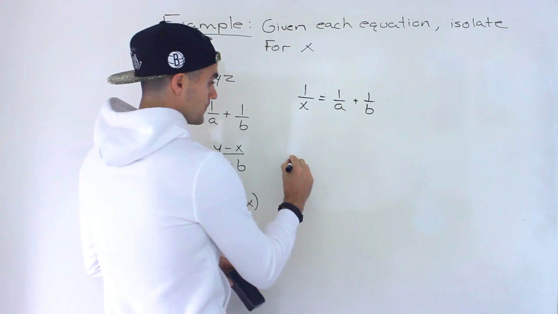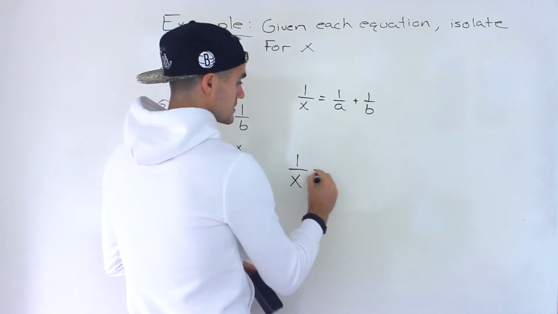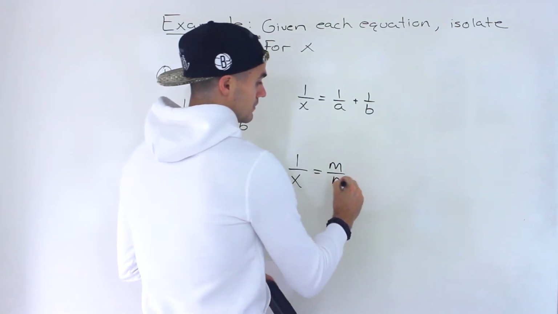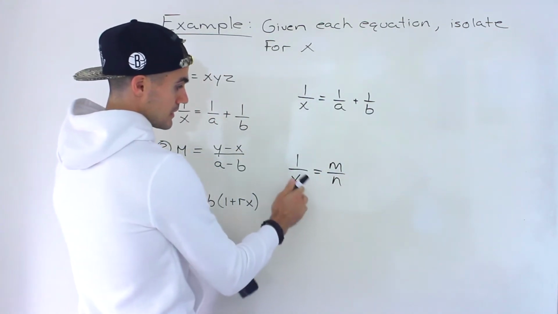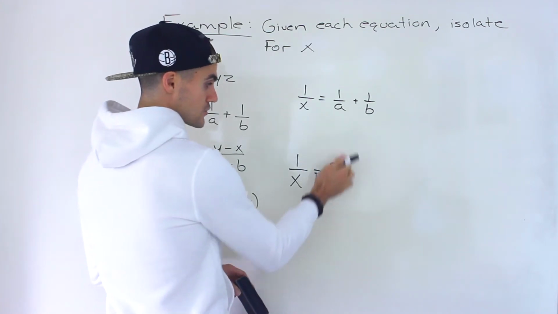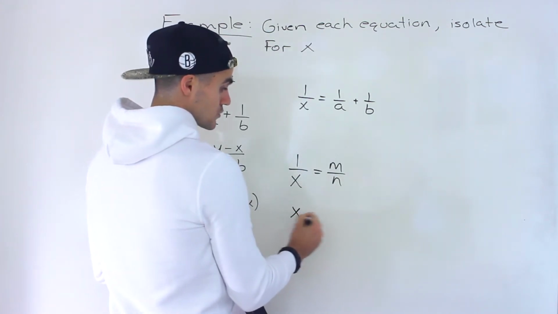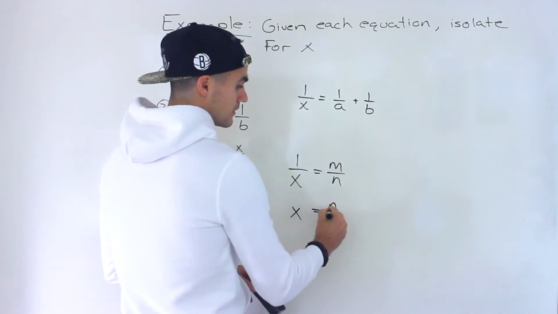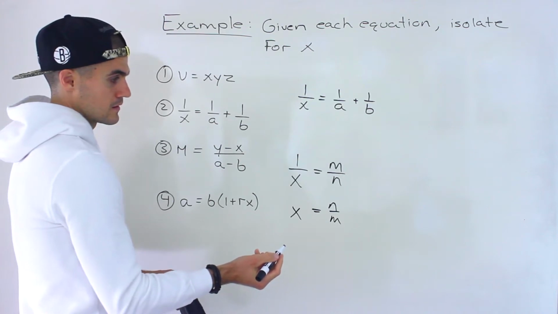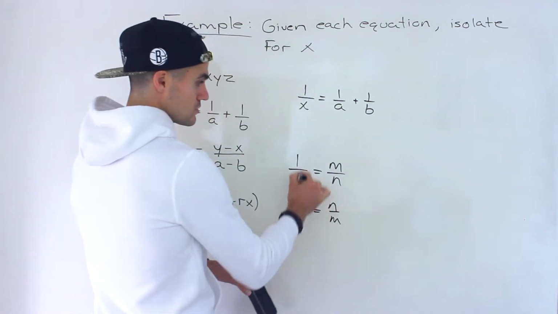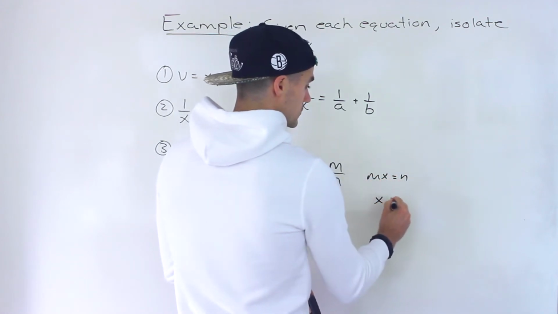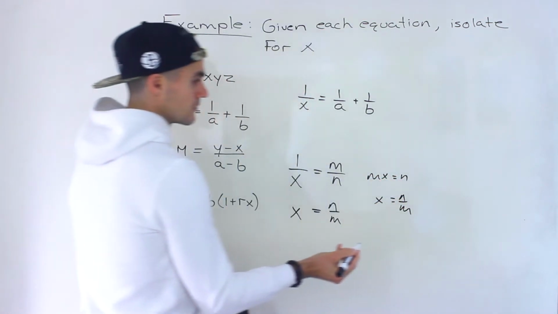So for example, let's use different letters here. Let's say we had 1 over x equals m over n. Well, that would just mean we could flip, notice how there's one fraction on each side, so we could flip this fraction, flip this one, so we'd end up with x over 1, which is just x, equals n over m, like that. And you could see this result too, if you cross multiply at this point, we'd have mx equals n, x equals n over m.